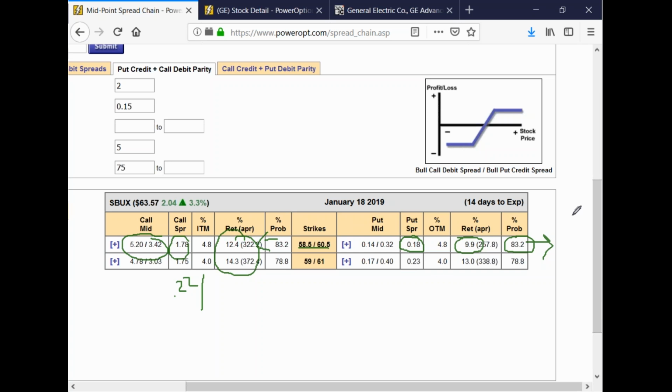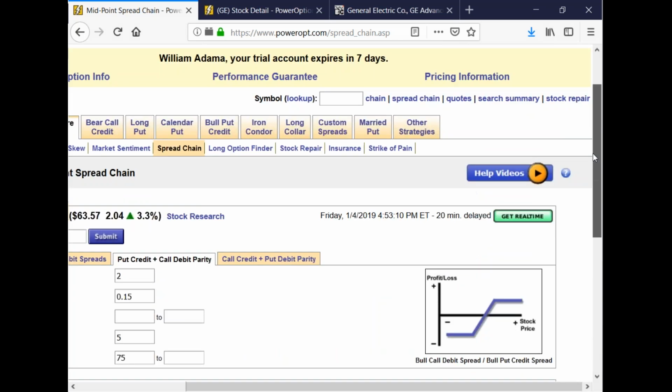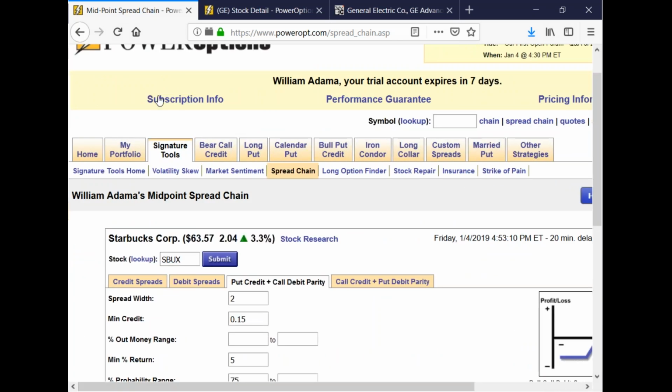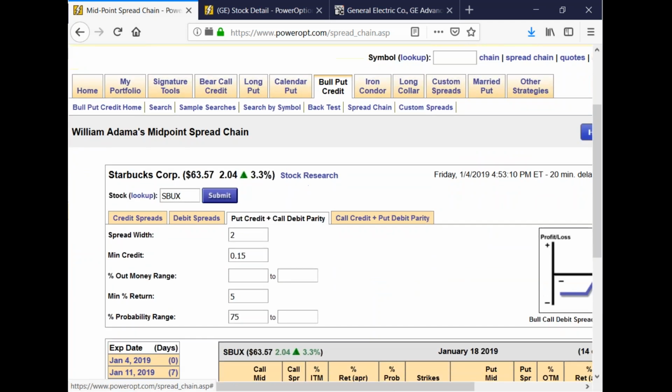But if I just have the money to put up 5 contracts into that spread, I've got to take into account the extra commissions and how much that will eat into this extra 4 cents premium I'm getting. Okay. All right, so that's the tool we use. It's the Spread Chain tool. You can find it under any of the vertical spreads, bear call credit or bull put credit on PowerOptions, the Spread Chain tool where you can see the parity view. It's also one of our signature tools as well. You can access it there with the long option finder, our stock repair tool, and the insurance tool as well.